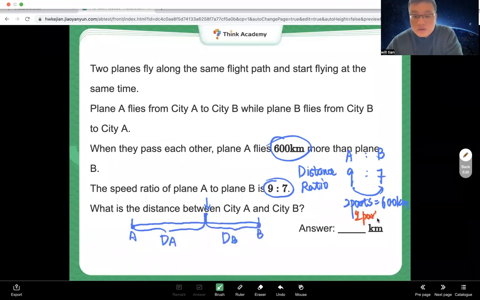So one part equals 300 kilometers. Question, what is the distance between A and B? You see that if you use this ratio, in total, that will be 16 parts, right? 9 plus 7, you got 16 parts. And each part, we know that equals 300 kilometers. So when you times them together, you got the total distance between A and B. That'll be 4,800 kilometers.